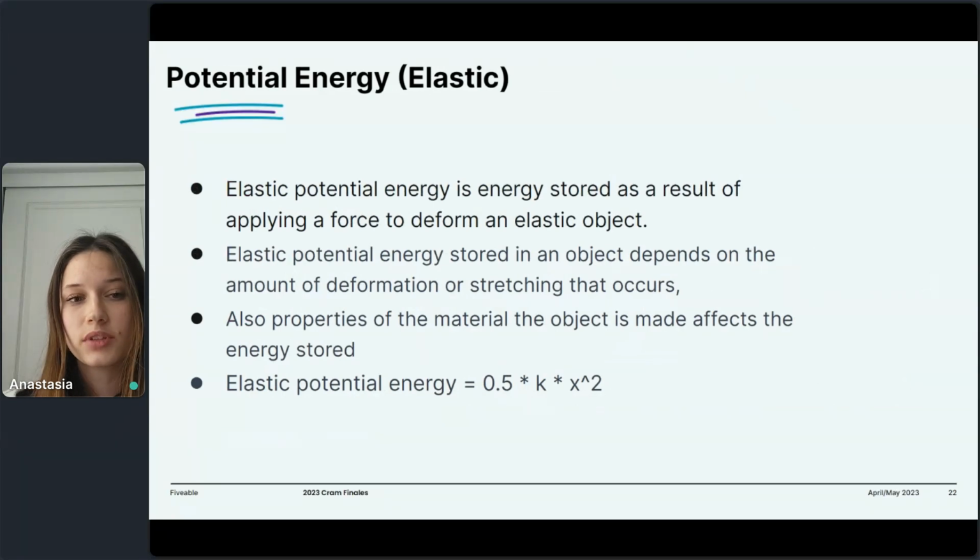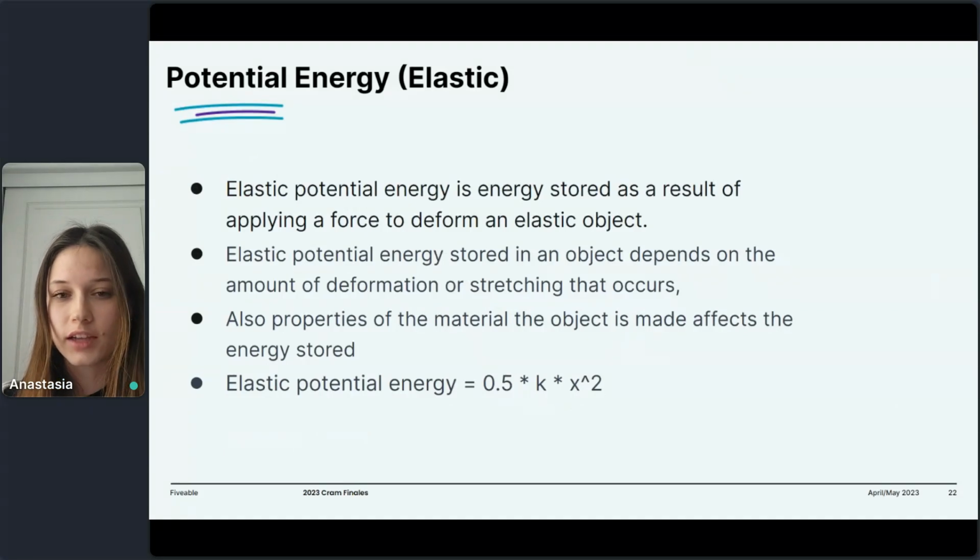Elastic potential energy is the potential energy that is stored as a result of applying a force to deform an elastic object. It depends on the amount of deformation or stretching that occurs, so the properties of the material the object is made of affect the energy that is stored. The equation for elastic potential energy is 1/2 kx squared.